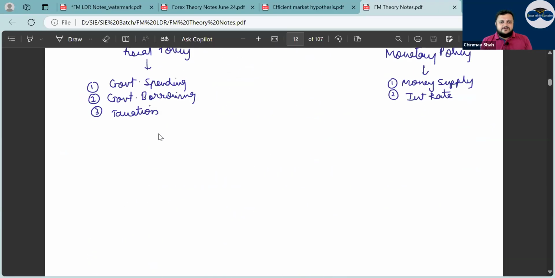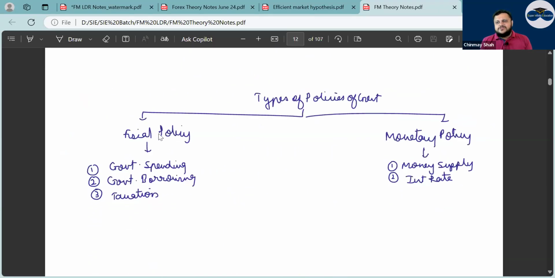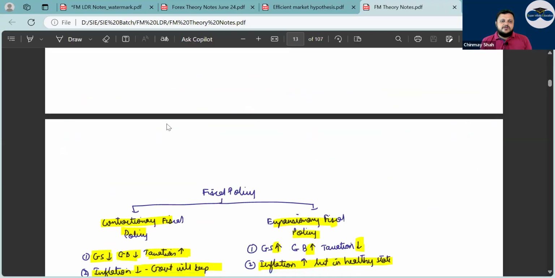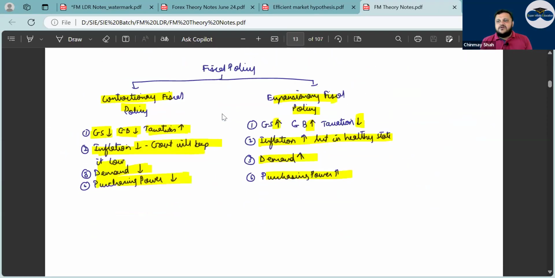Then you have fiscal policy and monetary policy. Fiscal policy is related to government spending, government borrowing, and taxation. Monetary policy relates to money supply and interest rate. Okay? So whenever I say contractionary fiscal policy, that means you want to contract, or you want to make the economy very small, right?